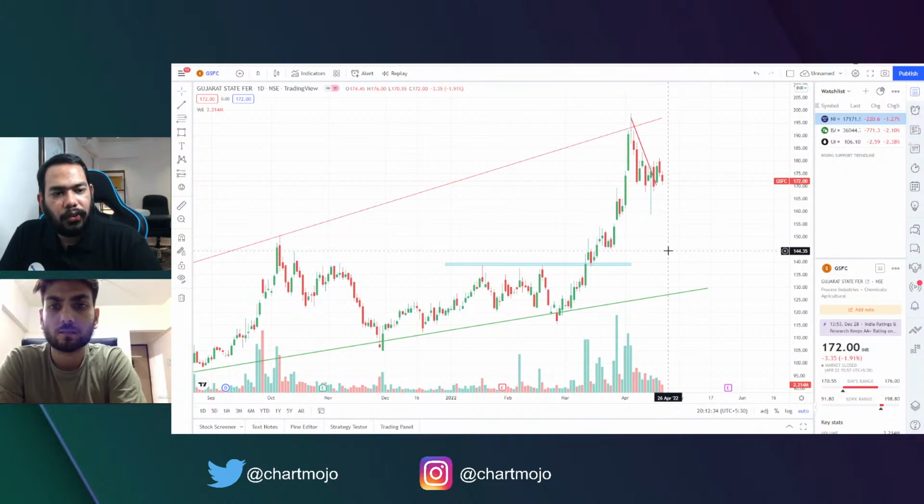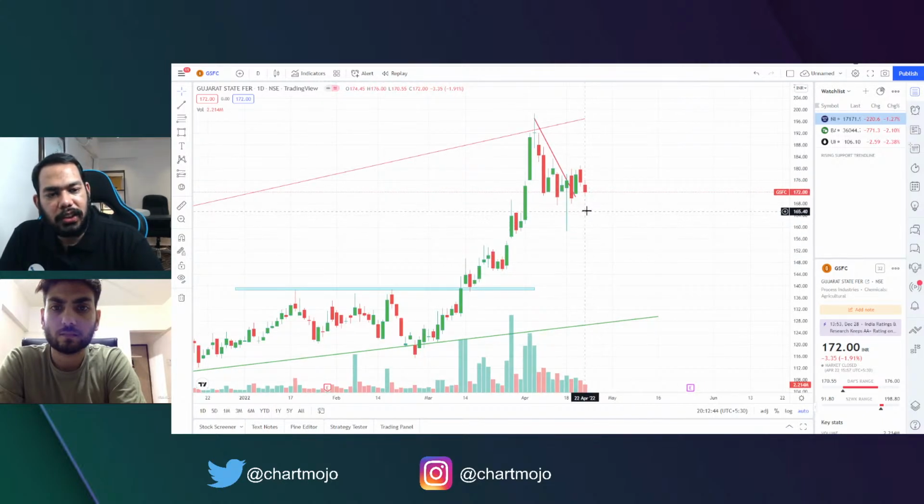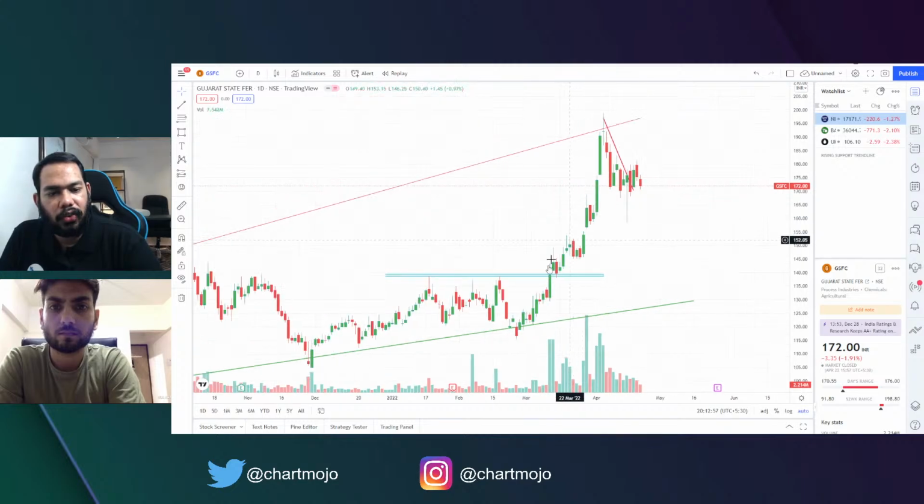Right now, what one can do, you can see this 160 level. They've got a very strong rejection from this level. You can see the bulls have shown their power from this level, and they were successfully able to pull this stock back up. So 160 is the level for anyone who is holding this swing. One can wait for the 160 level.